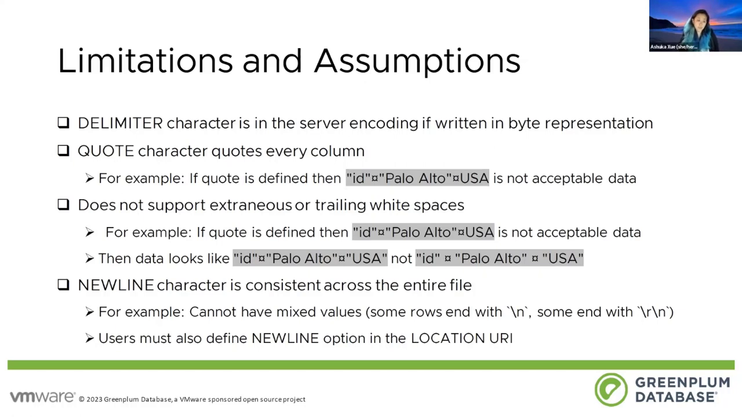The last limitation that we have is that new line characters must be consistent across the entire file. So for example, you cannot have some rows ending with carriage return and some rows ending with line feed. It needs to be consistent across the entire file. The default value for new line is line feed. If you define the new line option, users must also define it in the location URI. So these are just some of the limitations and assumptions that we have here.